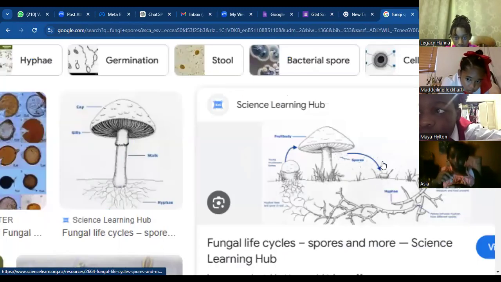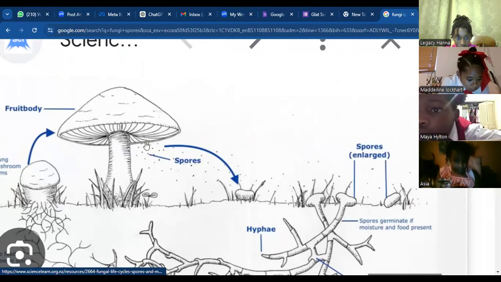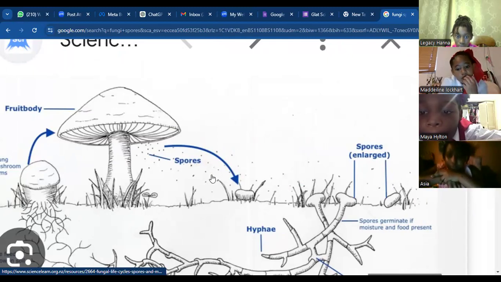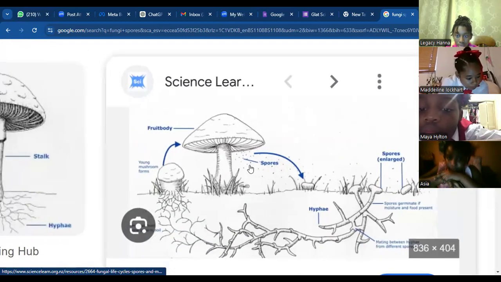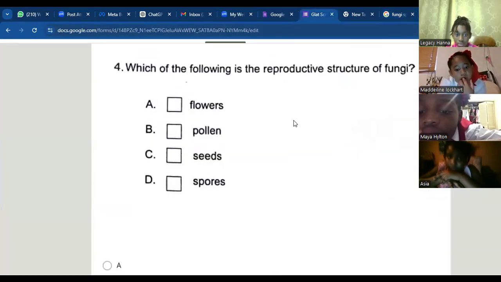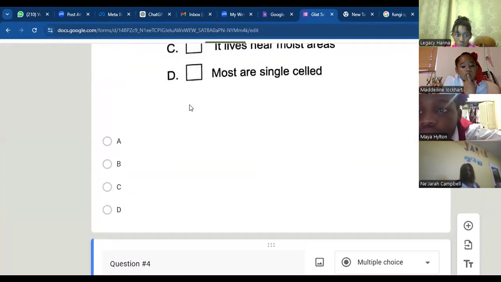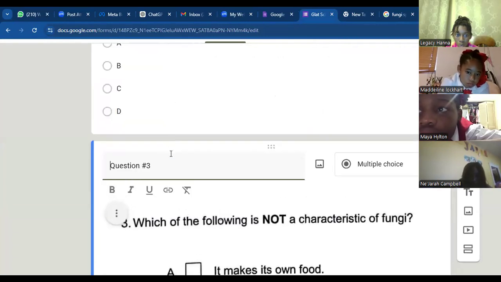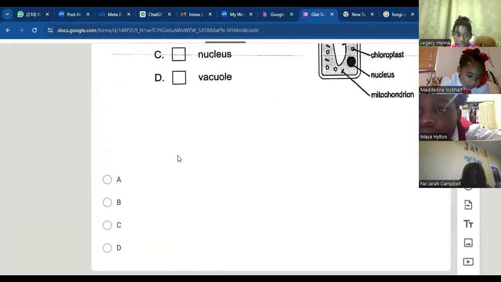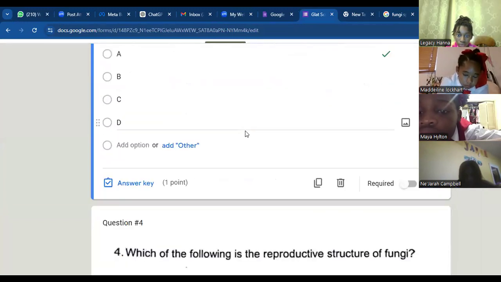This is a good diagram. So this is spores. You see the little dots that come from the mushroom? That is spores. That's how it reproduces. And then the spores enlarge and they grow more. So that is how fungi reproduce. The correct answer should be D, spores. For number 3, it was A. All right, let's go to number 5.